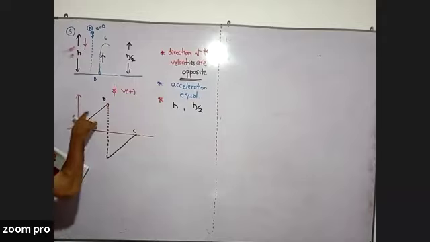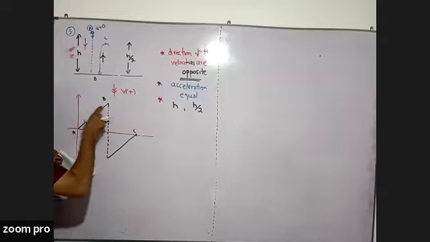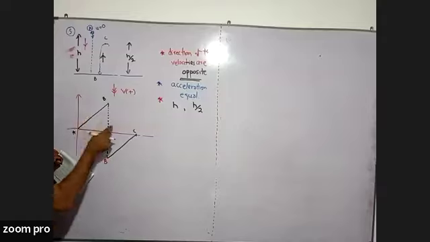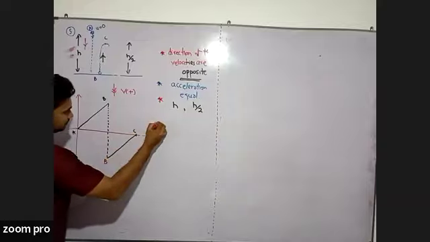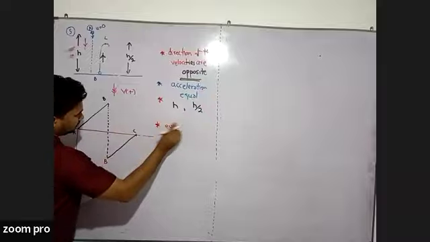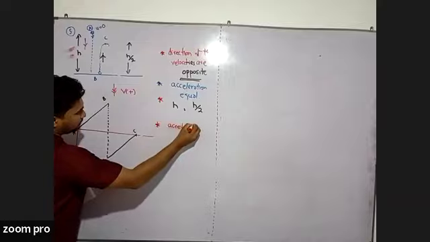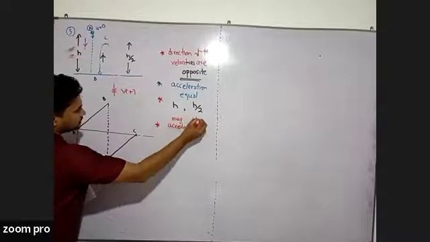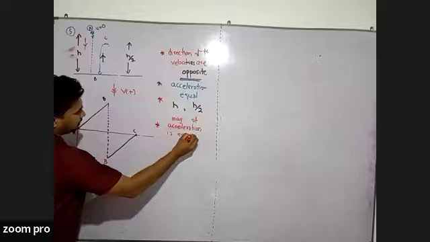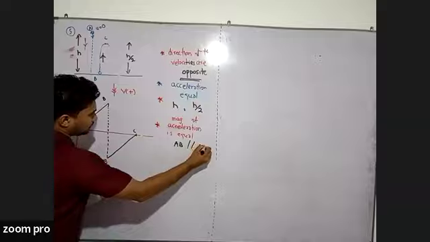Because now the gradient of this graph represents the acceleration. So if the acceleration in both instances is equal, then this graph should be parallel to this one. The magnitude of the acceleration is equal, so the AB graph should be parallel to the BC graph.